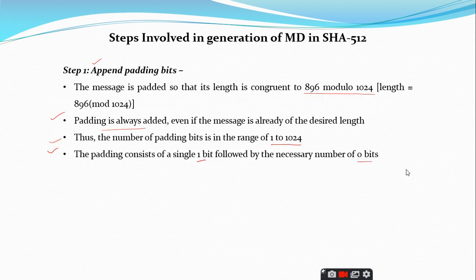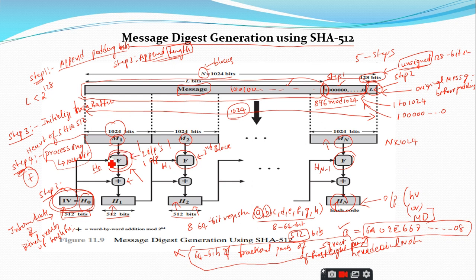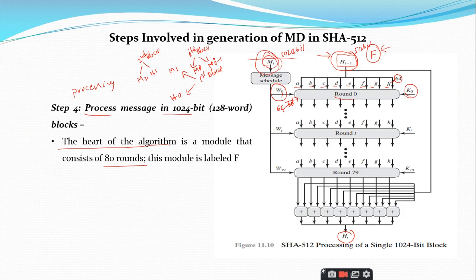If you look at this diagram, it appears as if it is going to take only two inputs: one is the message block and another one is the buffer. But internally, in addition to this message block and buffer, Mi and Hi minus 1, it is also going to make use of other values, which are W and K, where this K is called the additive constants.